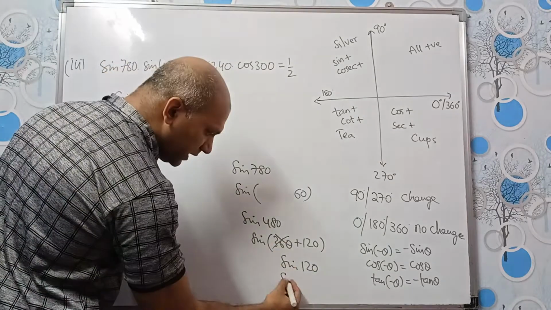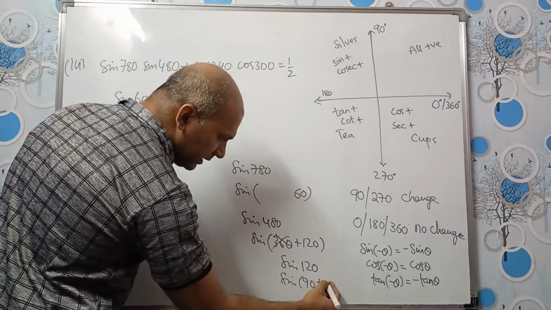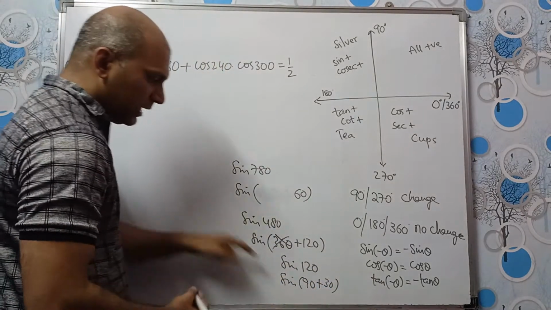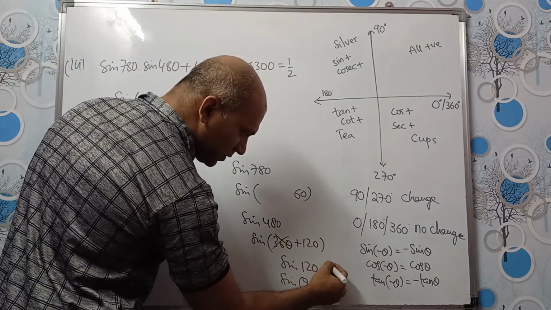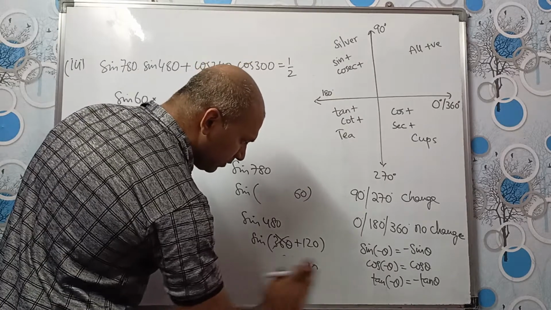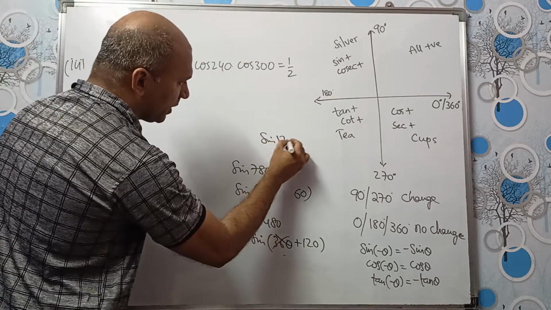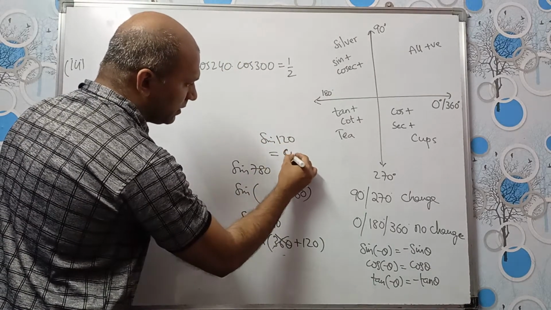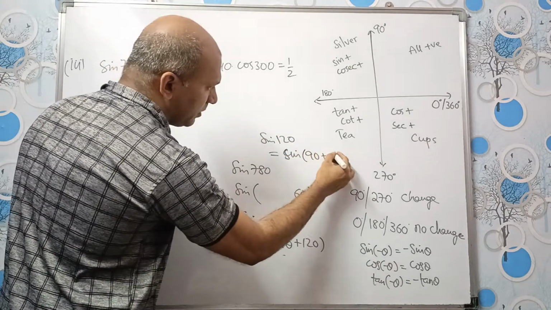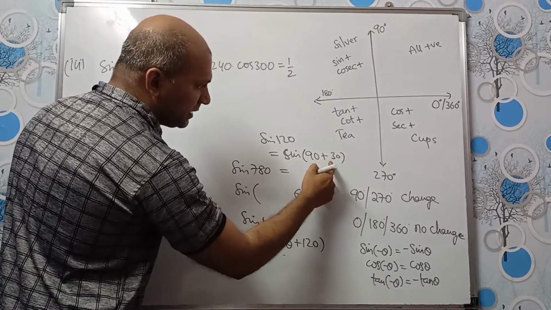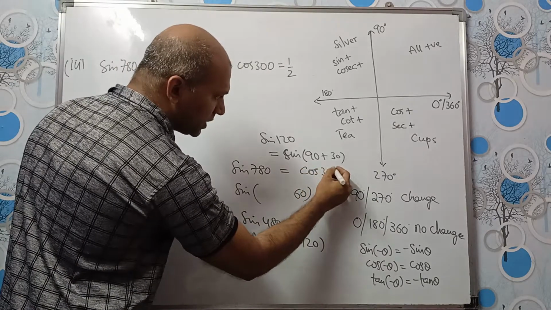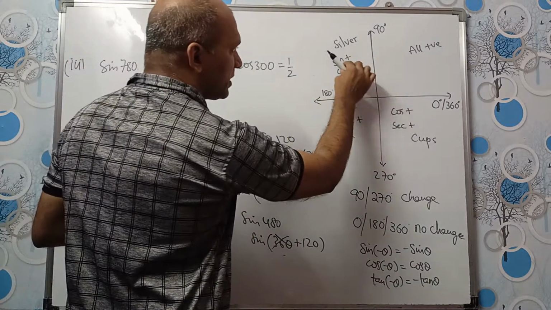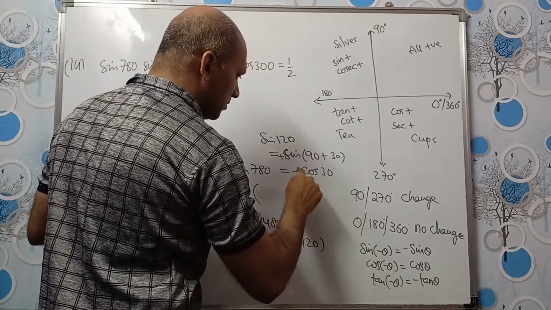What is sine 120 again? It is 90 plus 30. At 90 the ratio will change, so sine will change to cos. I hope this is visible. So I will write here sine 120. We can write it as sine 90 plus 30. At 90 the ratio will change, so sine will become cos, so this will be cos 30, and 90 plus 30 will lie in the second quadrant, so this will be positive.